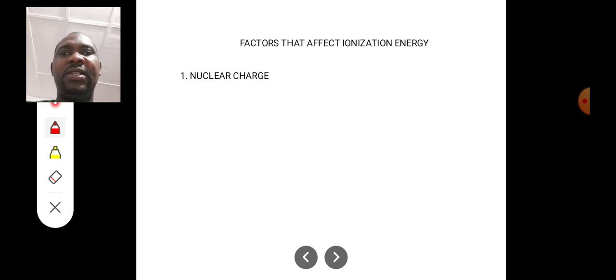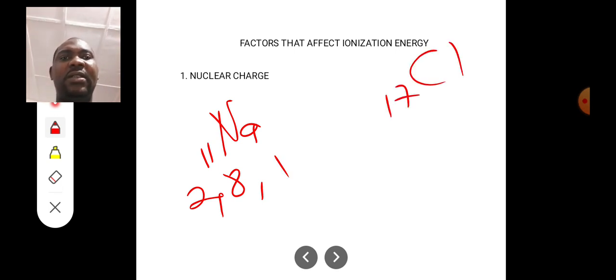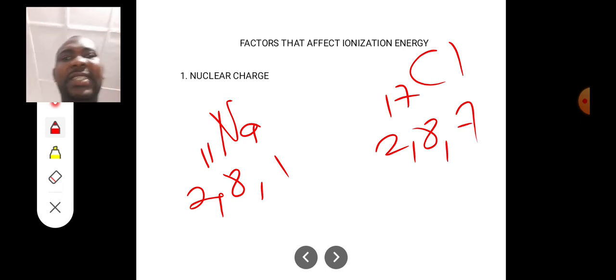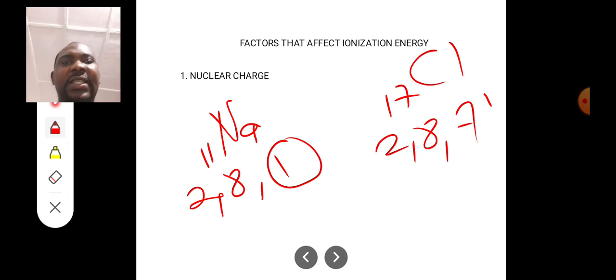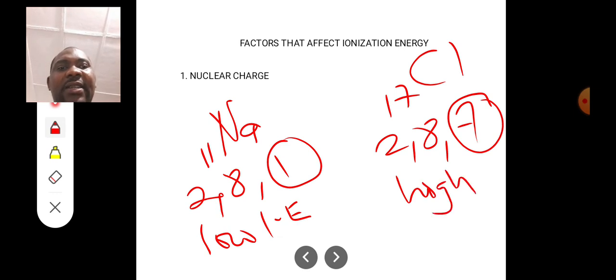So if you notice, let's see group shell 3, period 3. Look at sodium now. Sodium is 11, which is 281. Then look at chlorine. Chlorine is 17, which is 287. You can see, now, it is easier to remove one electron from sodium than it is to remove from chlorine. So sodium actually has low ionization energy, but chlorine has high ionization energy.